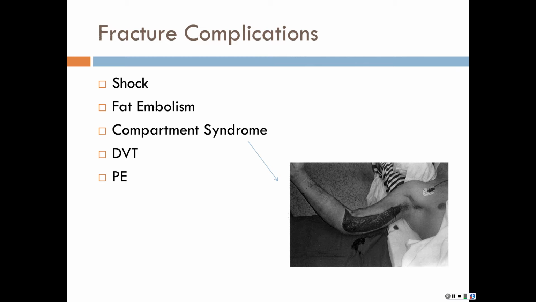Complications of fractures. We touched on this. We've got our picture down there of our guy who's had a fasciotomy, who had compartment syndrome. But one of the biggest fracture complications we're going to be worried about is actually the fourth one, which is DVT, and that's because it leads to PE, or pulmonary embolisms. But we'll start at the top, and talk about shock.